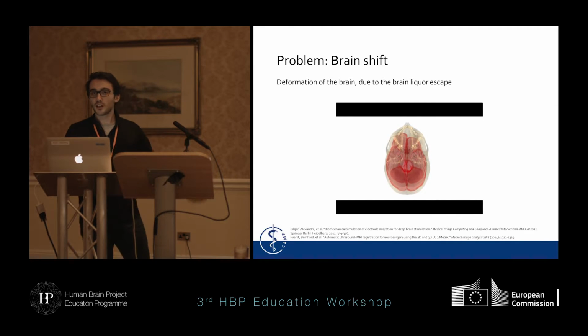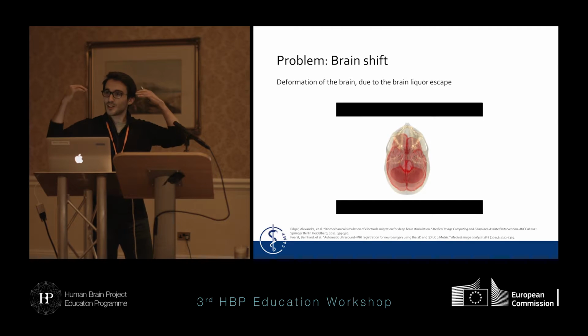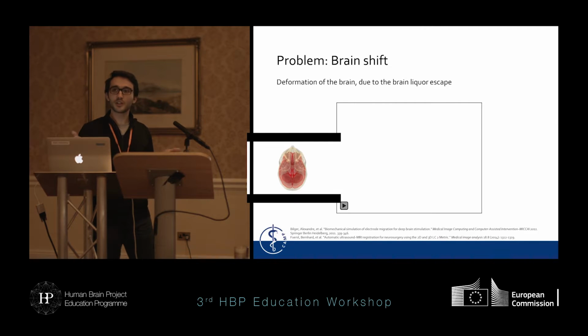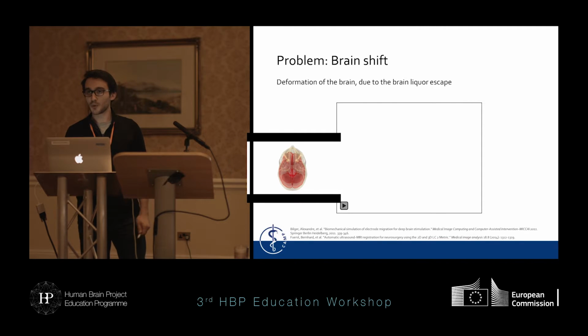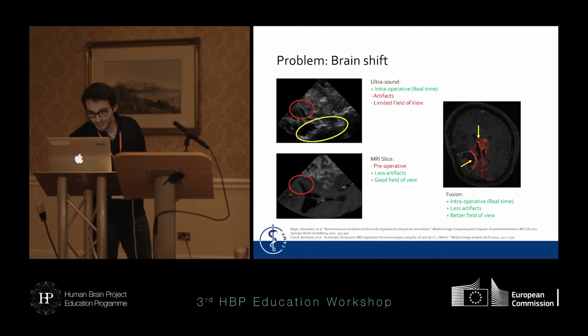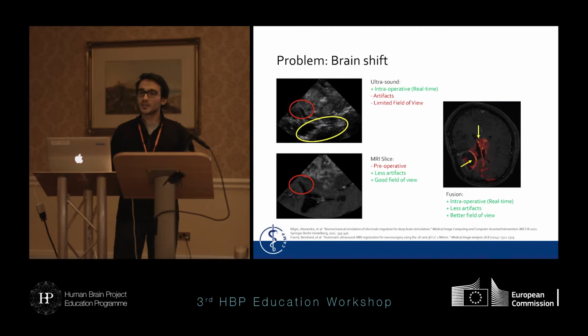What we can do is take another MRI image, but the skull is open and it's in the surgery room. It's not really convenient and it's very expensive to do that again. We can use another imaging technique, which is known as ultrasound. You may know it. The ultrasound has another problem. It has a very limited field of view, and it has some artifacts. However, it's good to take it during the surgery.